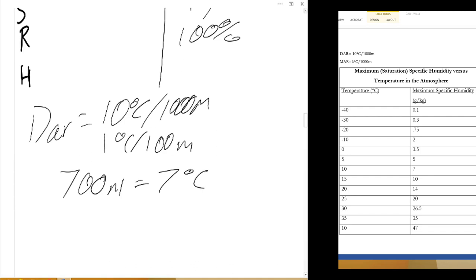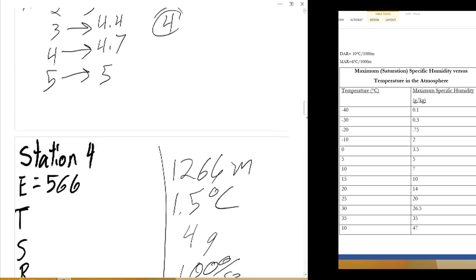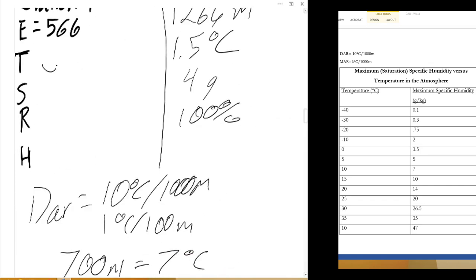Yeah? Agree with me? So, 1.5 plus 7 is 8.5 degrees Celsius. So at 8.5, what are we going to have? Well, luckily we have most of that chart already figured out. So, at 9, it's 6.6. At 8, it's 6.2. So, between those two, it's going to be 6.4.